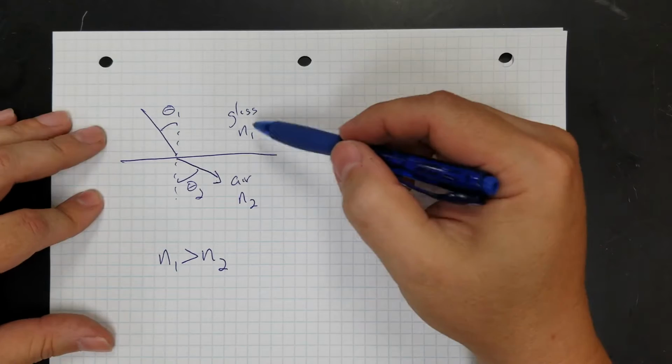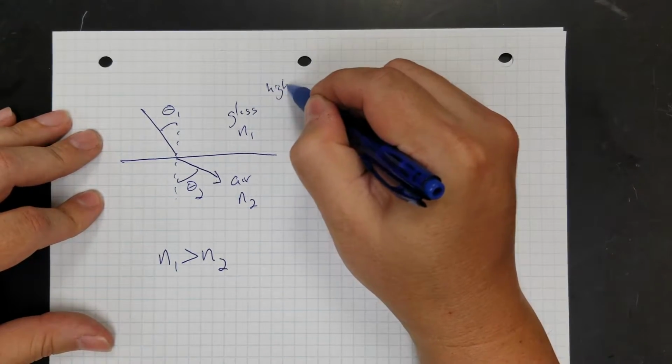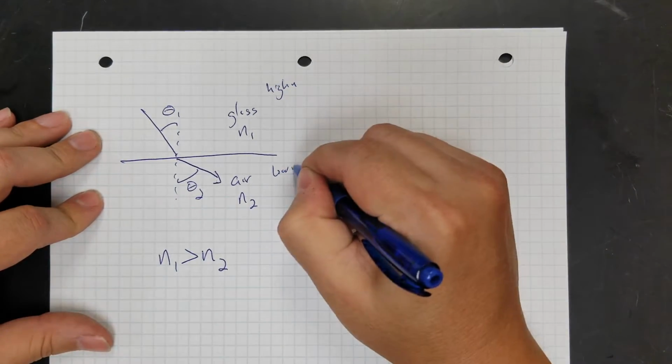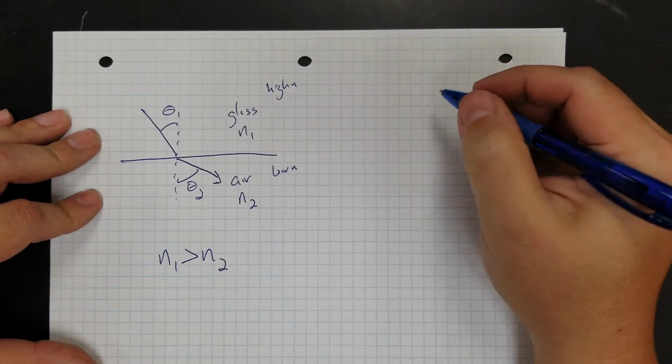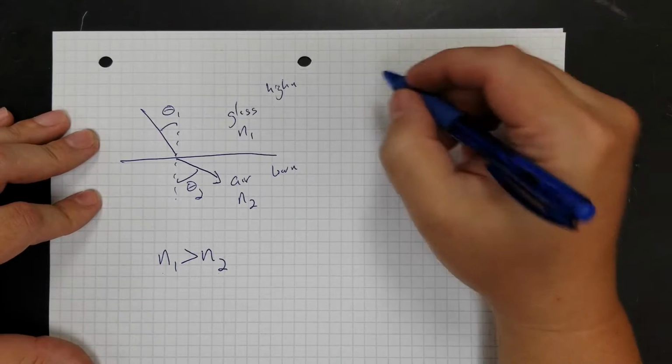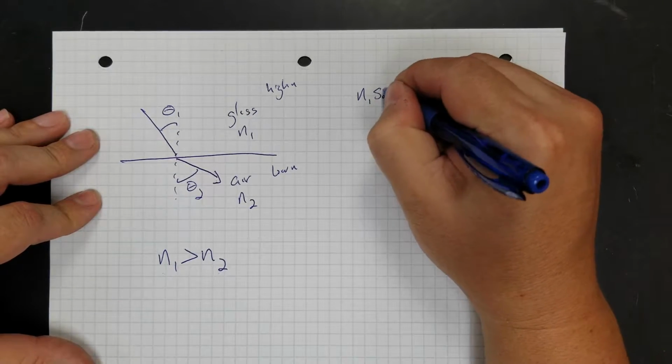When I have something going from a high index of refraction to a low index of refraction, when N1 is greater than N2, you have a chance of getting total internal reflection, right? So let's look at this. It all starts with Snell's law. Snell's law is pretty easy to use.